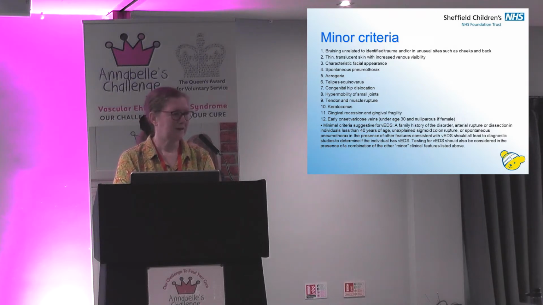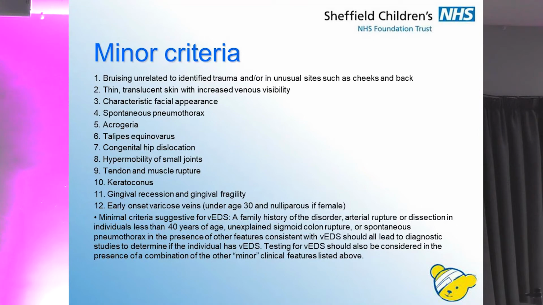So there are far more minor criteria than major criteria. These are bruising unrelated to identified trauma and or on unusual sites. So if people just have bruising on the fronts of the calves or on the arms, that's not particularly unusual. It's more if you've got it on the back or the buttocks or the face. That's what we mean by unusual sites.